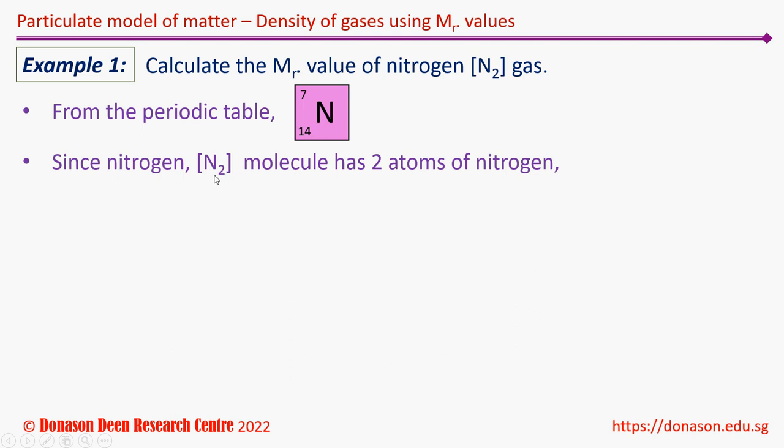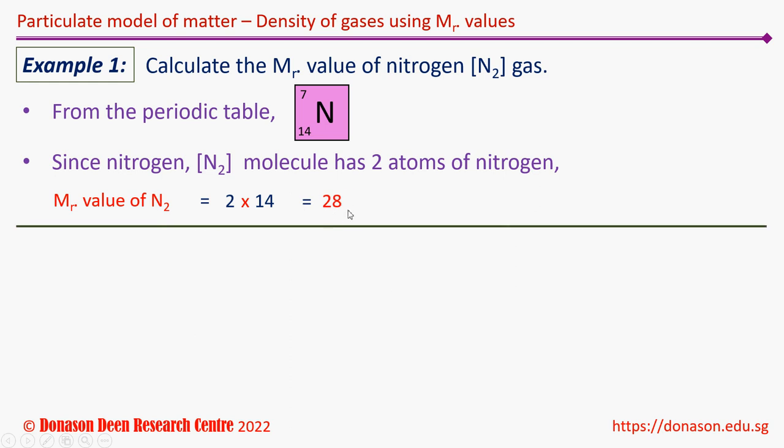Since the nitrogen molecule is a diatomic gas, it has 2 atoms of nitrogen. So when we want to calculate the MR value for nitrogen, N2, that means there are 2 atoms. Each atom has a relative atomic mass of 14. So we're going to take the 2 and multiply it by 14. If you take 2 times 14, the relative molecular mass of nitrogen would be 28. So it's pretty simple, right? That's how we can calculate the MR value for nitrogen gas.